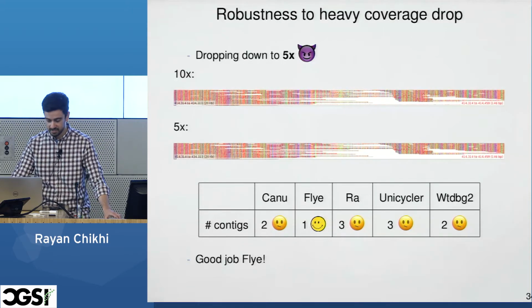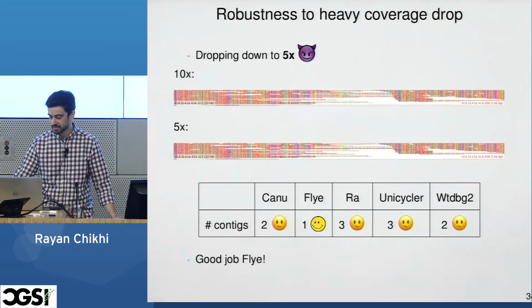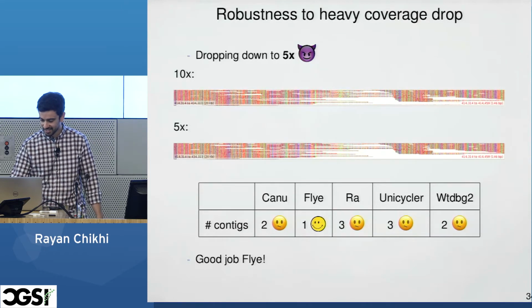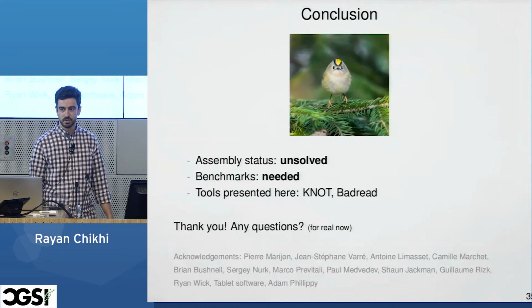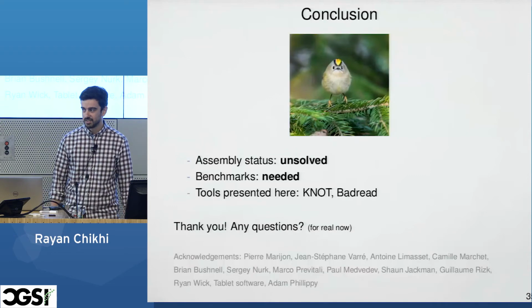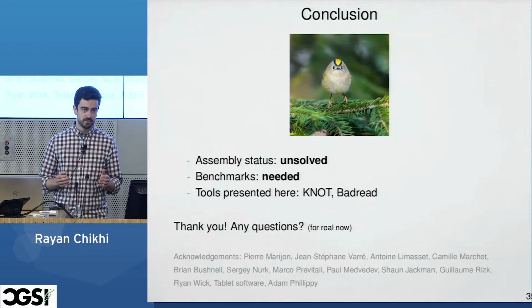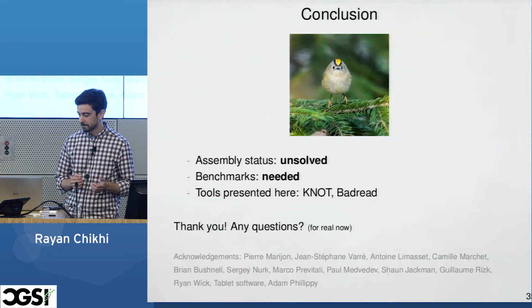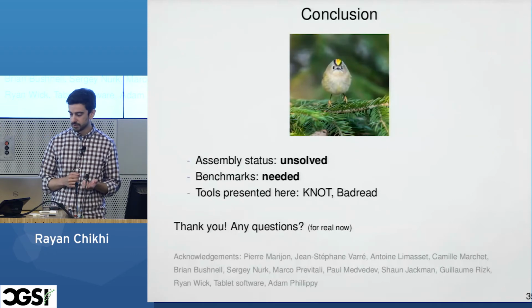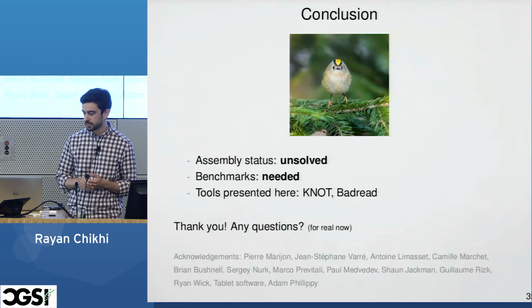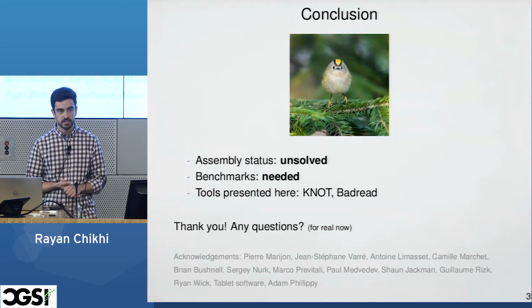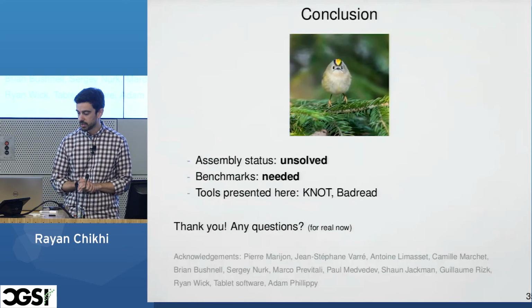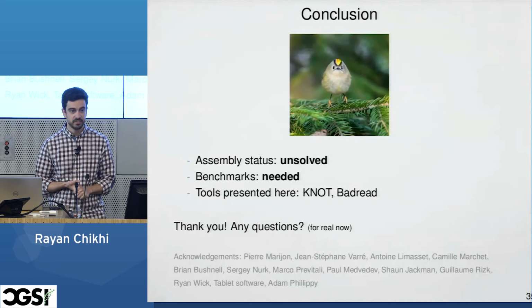After that, I decided that it was enough benchmarking the benchmarks, and I stopped at this point. So going back to my grumpy bird conclusion, the status of genome assembly is not fully solved, even for bacterial genomes. Benchmarks are, of course, very helpful for doing this. And today, I presented two tools that contribute to it, one from my PhD student, and one from Rayan Chikhi, Badread. And now this is my actual thank you.